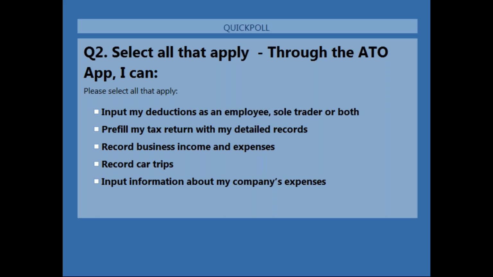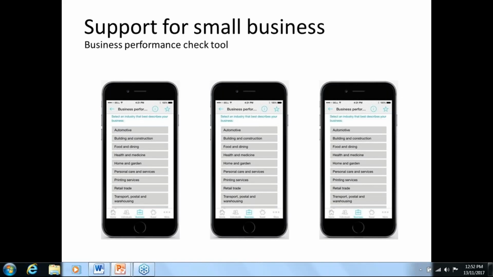Just over half. People looking a bit shy, but we're currently sitting at 60%. It seems the majority of people would be using the app to record business income and expenses and record car trips, although it's pretty equal between the input deductions, pre-filled tax returns, and input information about company expenses. So across the board, it looks pretty solid, Veronica.